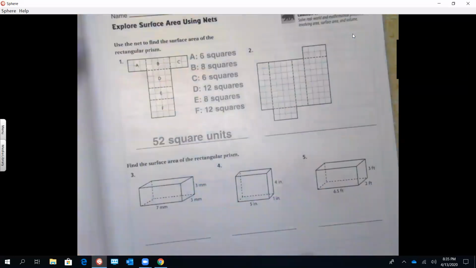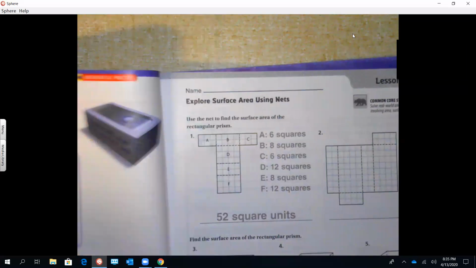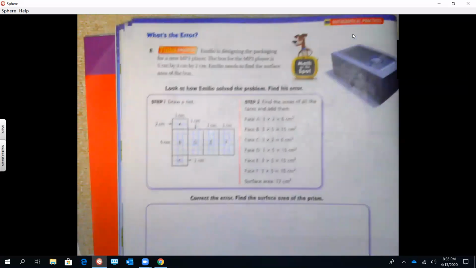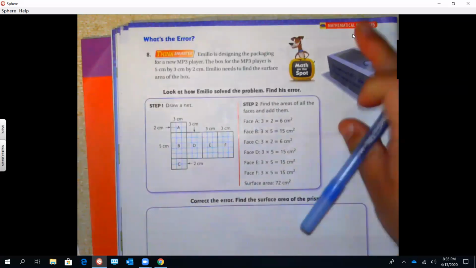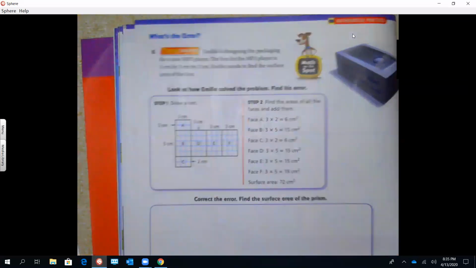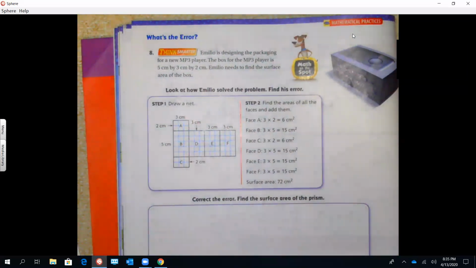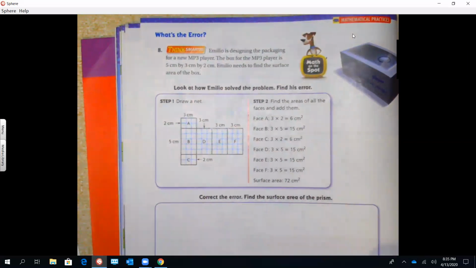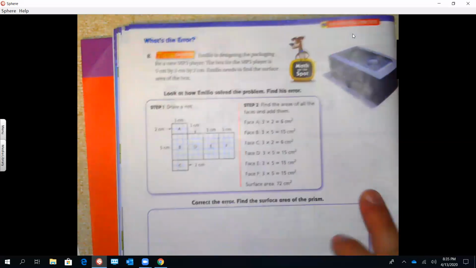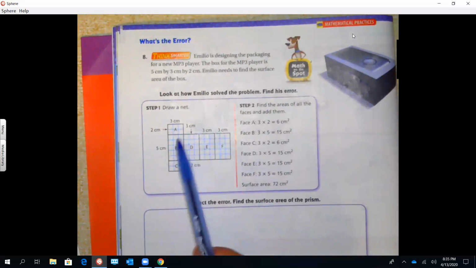Okay, let's look at one more. So, what's the error? Emil is designing the packaging of a new MP3 player. The box is a 5 by 3 by 2. You need to find the surface area. Okay, so draw on that. So he did a net like this.